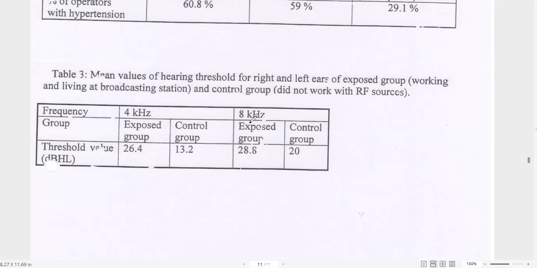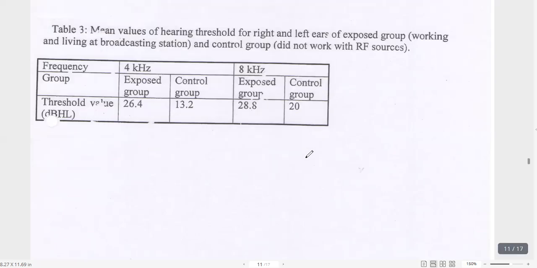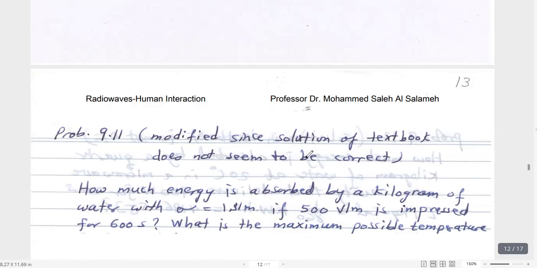Also at 8 kHz, the group exposed to electromagnetic waves, to radio frequency radiations at broadcasting stations, have a threshold loss of 28.8 dB, whereas the control group who are not exposed have 20 dBHL. So here they need higher levels of voice and sound to hear. Here they do not. They need a lower level to hear.